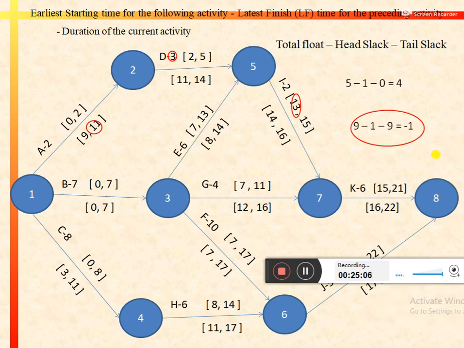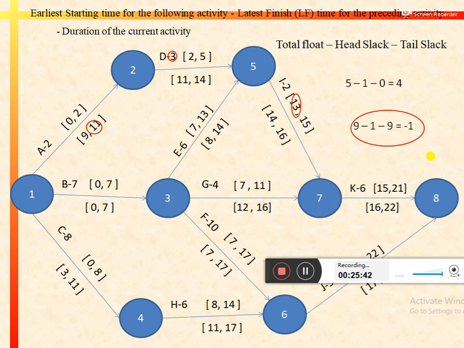So in this way we have calculated different floats for a network. Always remember that total float represents the total free time available with a particular activity. Free float represents that part of total free time that does not affect the succeeding activity. Third, that is interfering float, represents that part of total free time or total float that affects the floats or time available with succeeding activity.